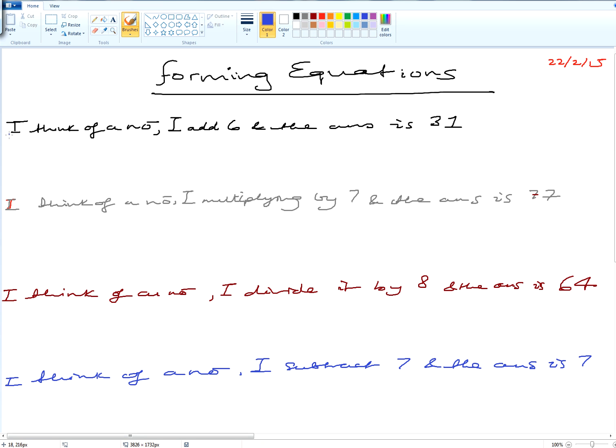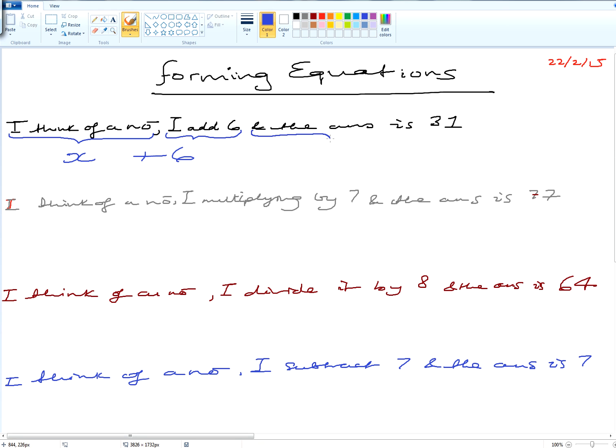So I think of a number. What should we call I think of a number? We call that our x. Well, we don't know, you could put down a box. Then it says I add 6. Now that's quite simple to write. Add 6 looks like that.